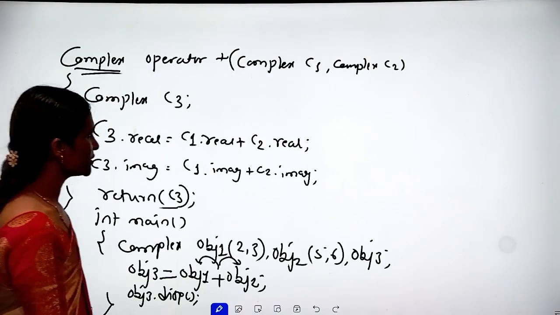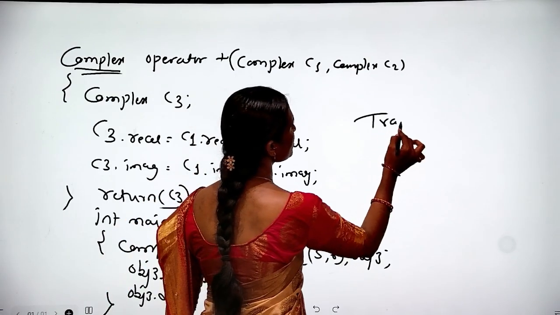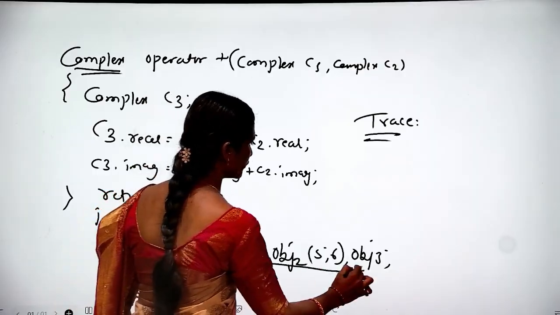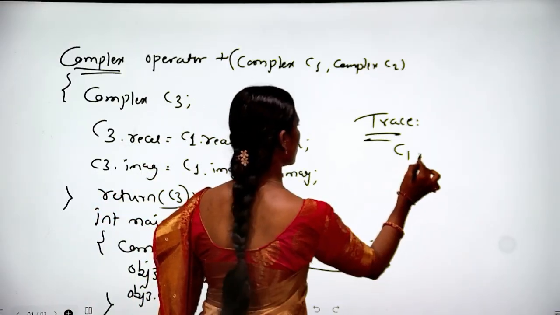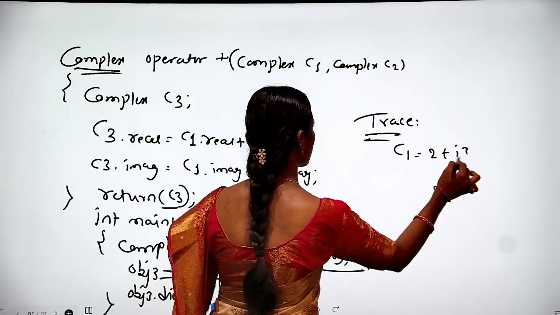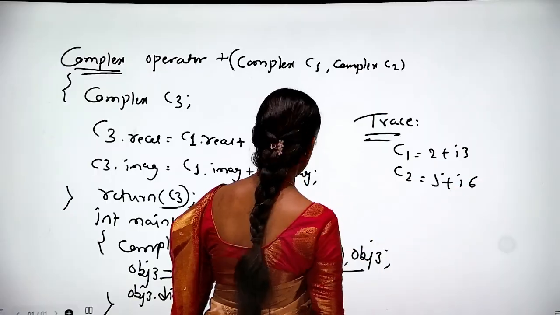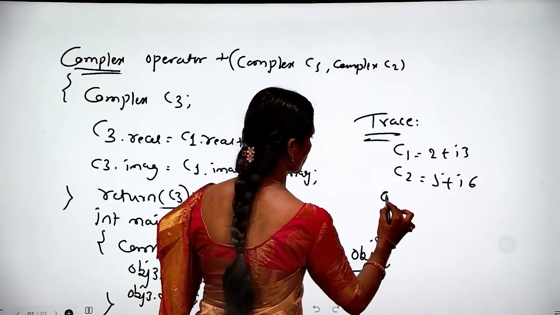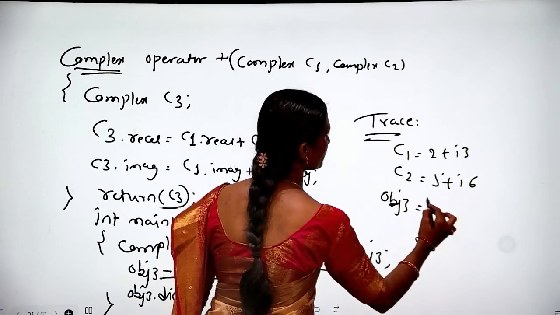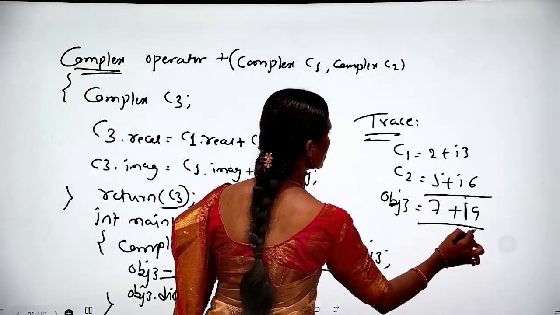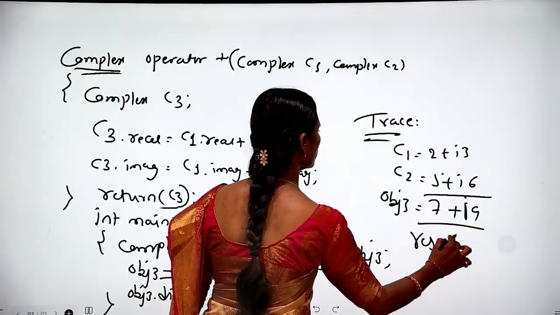If you trace this, what will happen? First the constructors will be invoked and you are going to get the C1 object as 2 plus i3, whereas the C2 object is 5 plus i6. Then you calculate object 3, which will come as 7 plus i9. So this will be your result when you execute the program.